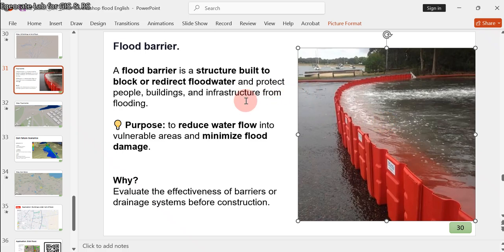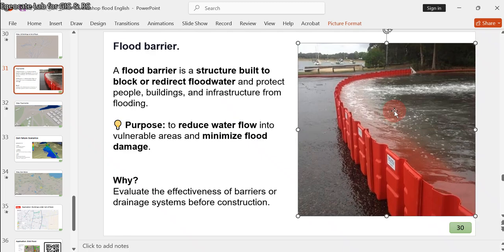So the flood barrier is a structure which you build to block or redirect the flood water and protect people, buildings, and infrastructure. The purpose is to reduce the flow of water and minimize the flood damages. And we actually need these flood barriers. But the problem is this: we want to know which area needs this flood barrier, or if we put the flood barrier in one place, will it be effective, will it be useful or not? That's the main question that we want to ask.